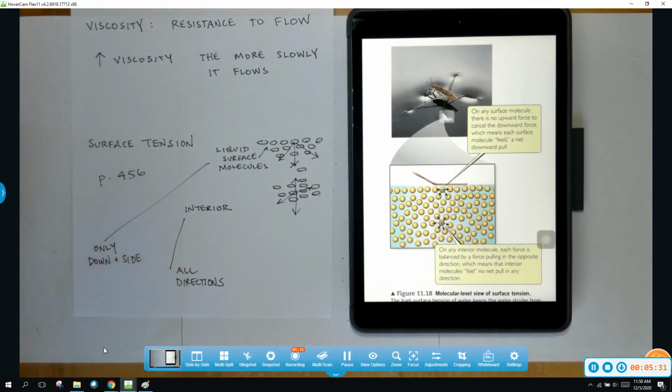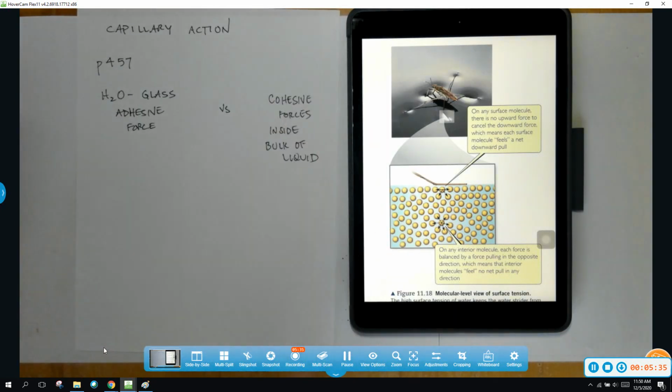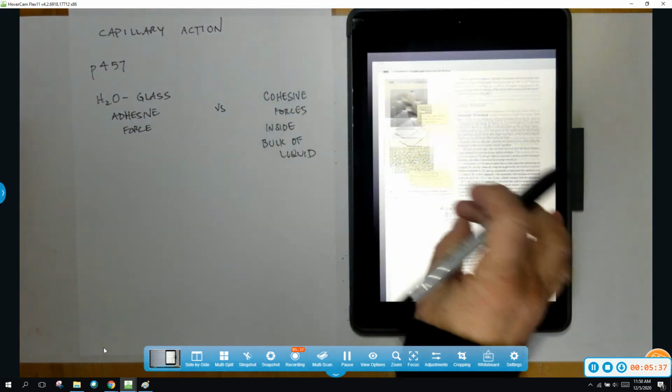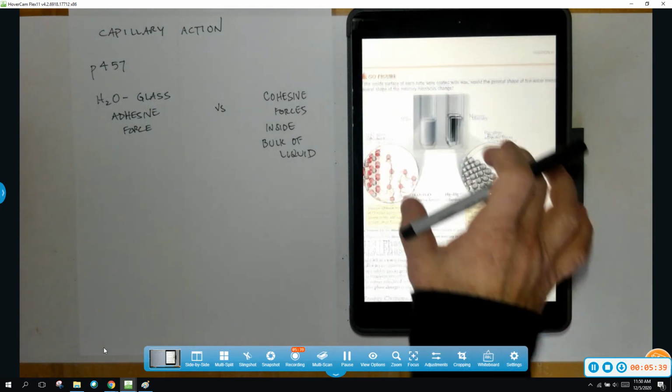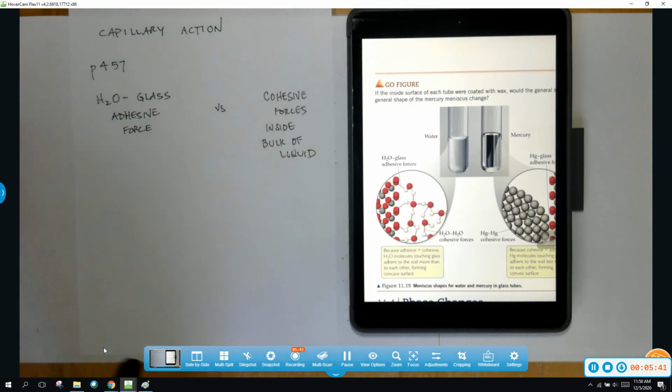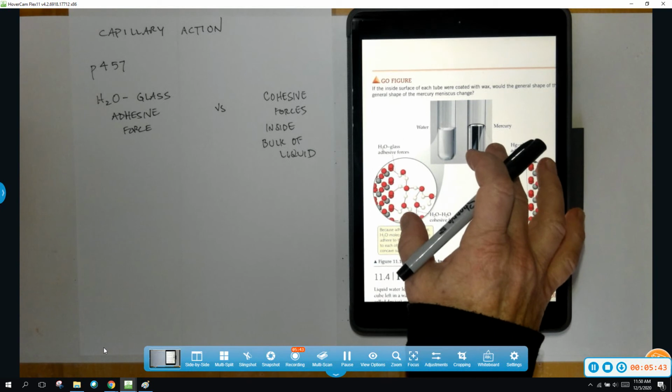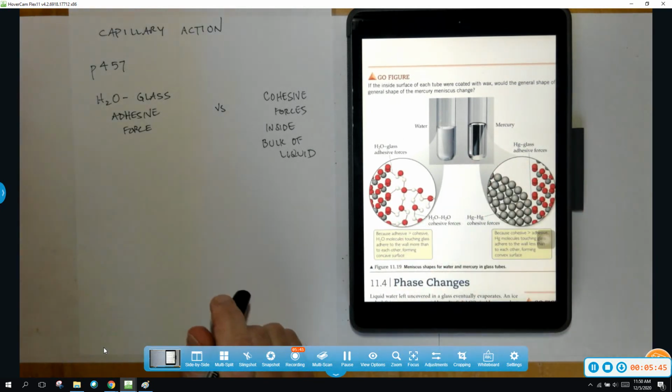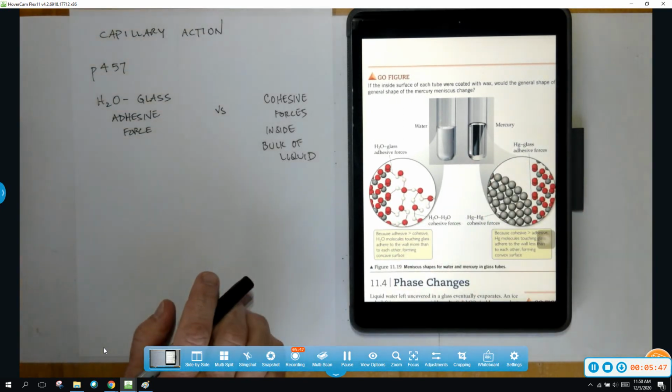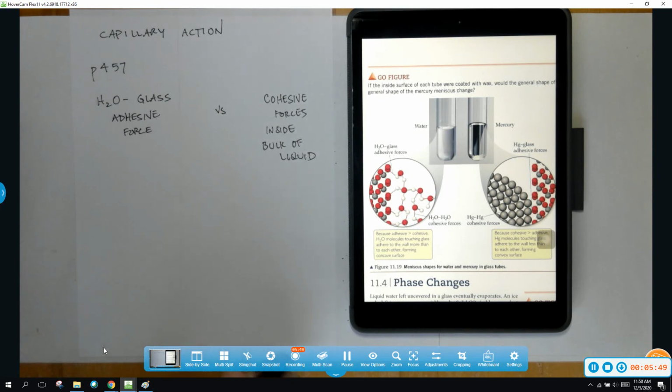The third kind is called capillary action. Capillary action happens between polar molecules and substances that have positives and negatives, for example, glass.